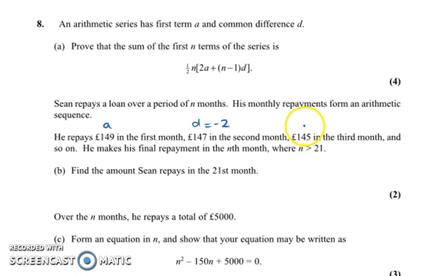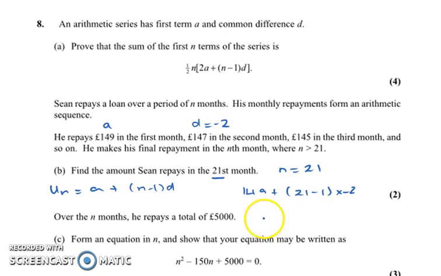And we know that n is greater than 21. We actually want the 21st month. So for the calculation for the 21st month, we're going to use n equals 21. So to find the nth term, un equals a add n minus 1 d. For the 21st term it is 149 add 21 minus 1 times minus 2, which is £109. So that's how much he paid.